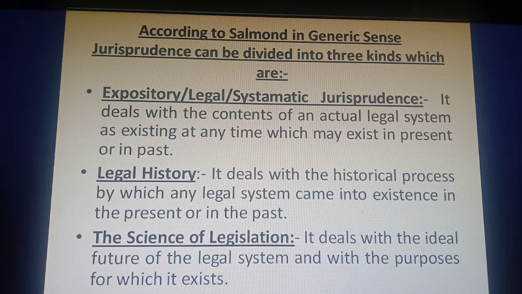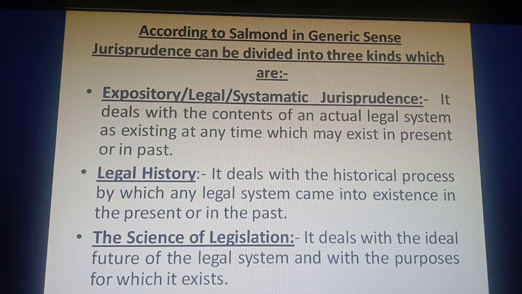Expository legal or systematic jurisprudence deals with the contents of an actual legal system as existing at any time, which may exist in the past or in the present. In legal history, we deal with the historical process by which any legal system came into existence, whether in the present or in the past. That will be legal history jurisprudence.